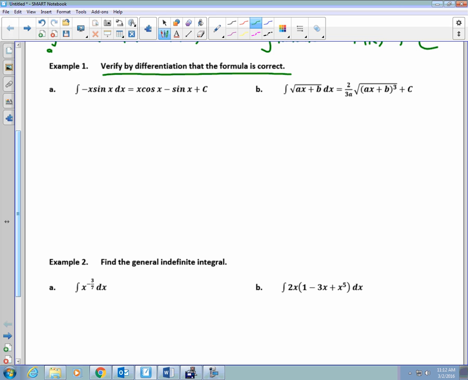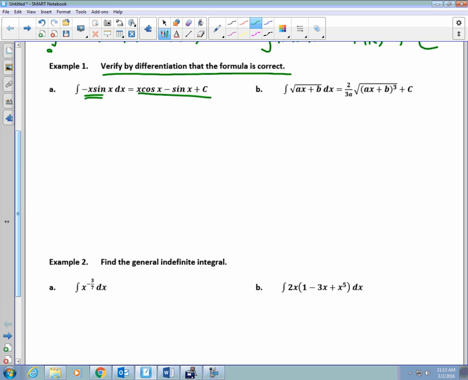This is suggesting if you were to take the antiderivative of negative x sine of x dx, you would get x cosine of x minus sine of x plus c. Now you don't know how to come up with that on your own. It actually involves something that we refer to as integration by parts. You don't know how to do the reverse product rule, so to speak. Okay? So in order to verify that this is correct, we will take the derivative of this, and what should we come up with? We should come up with negative x sine of x.